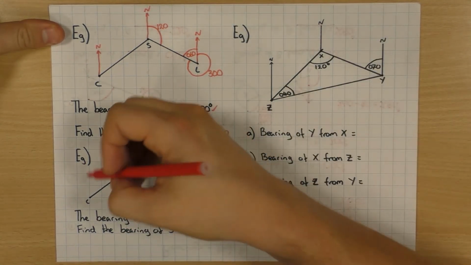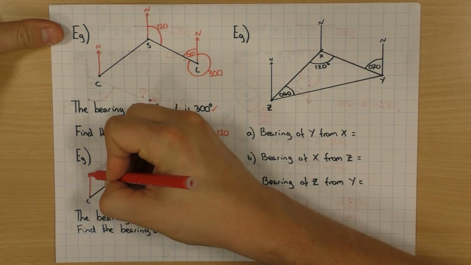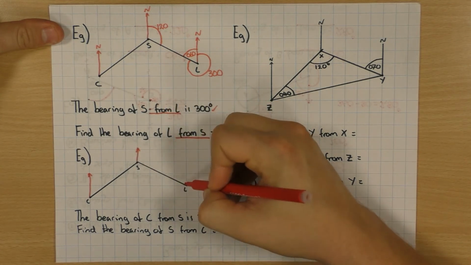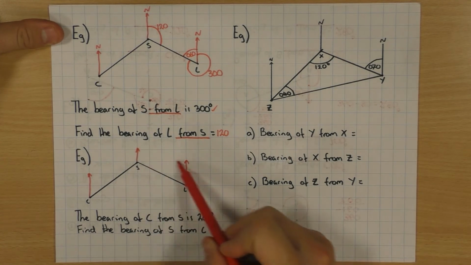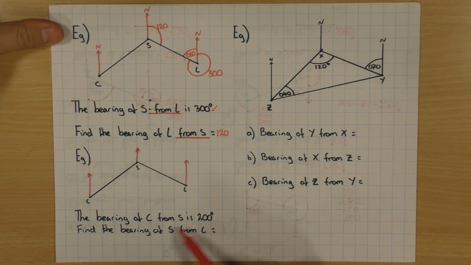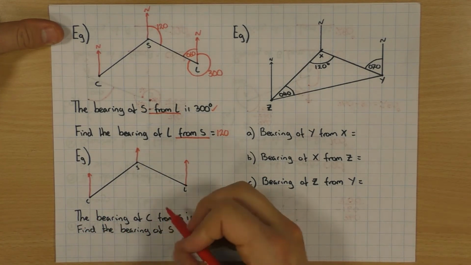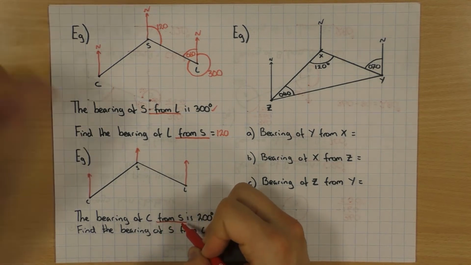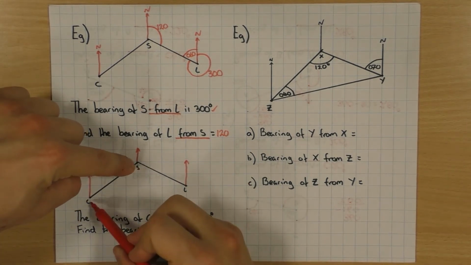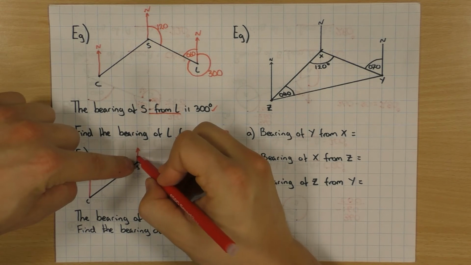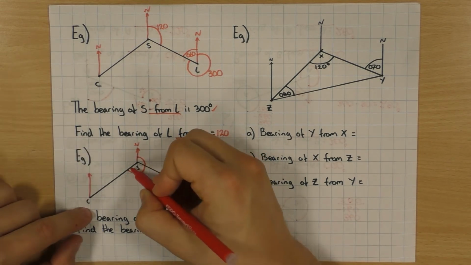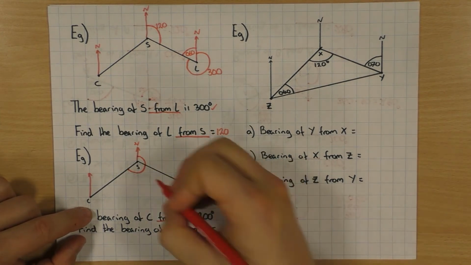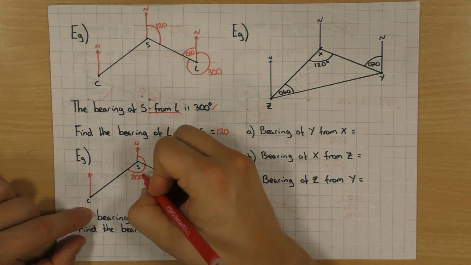Same diagram, slightly different question. Again, I'm missing my north line, so I'm going to bung them on so I can spot my parallel lines. And again, no information on the diagram, it's all in the actual question. The bearing of C from S. So I'm at S, this time I'm going to C, and so I start at north, I go clockwise until I get to C, which is there. So that's the bearing, which we're told is 200 degrees.